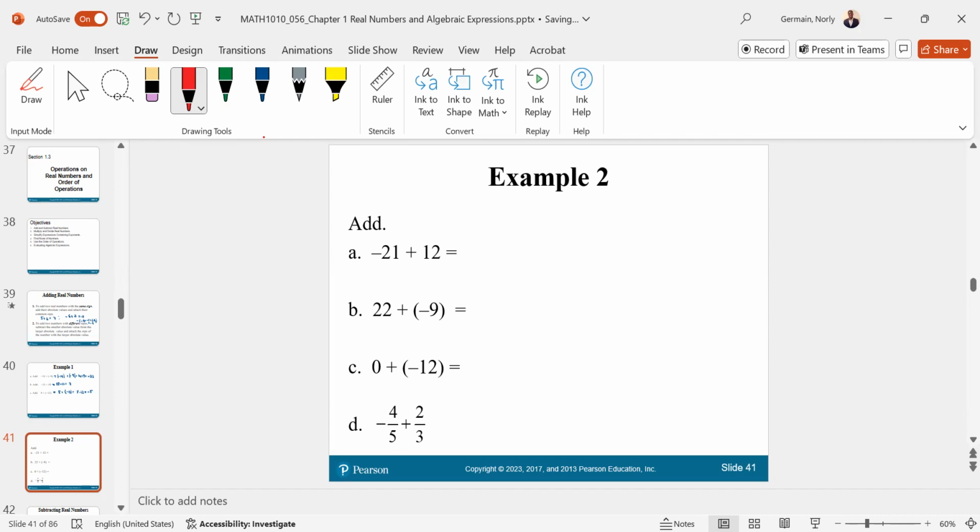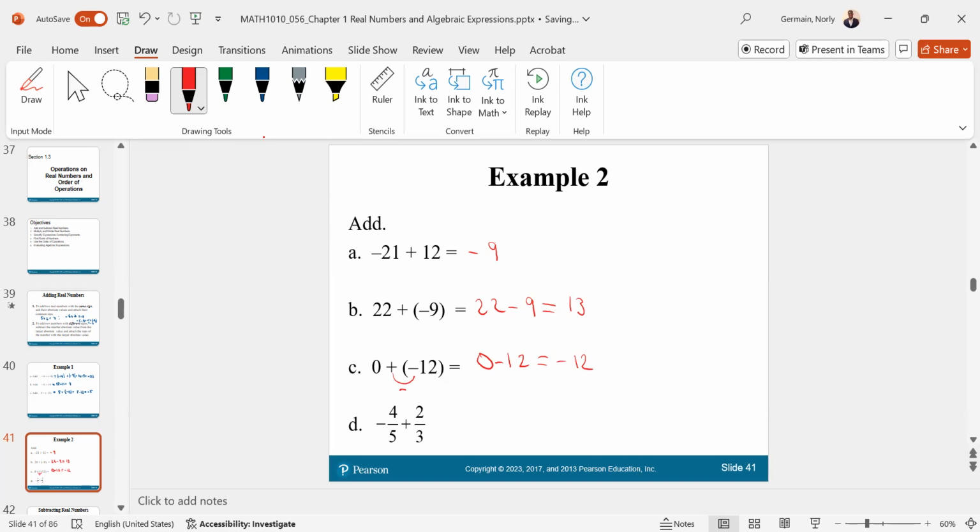For example, negative 21 plus 12 is 9. Is it positive 9 or negative 9? It's negative 9, because 21 is the largest number. However, here, 22 minus 9, because 22 is larger, we subtract and keep the sign of the largest number. But 0 has no impact on addition or subtraction. So 0 plus negative 12 is simply negative 12, keeping the sign.